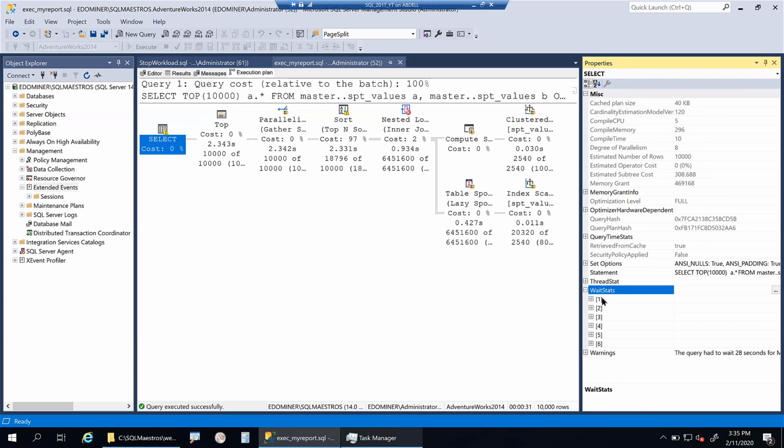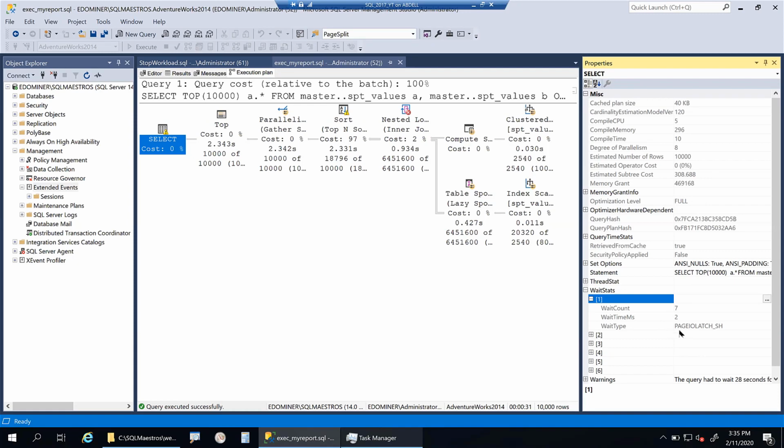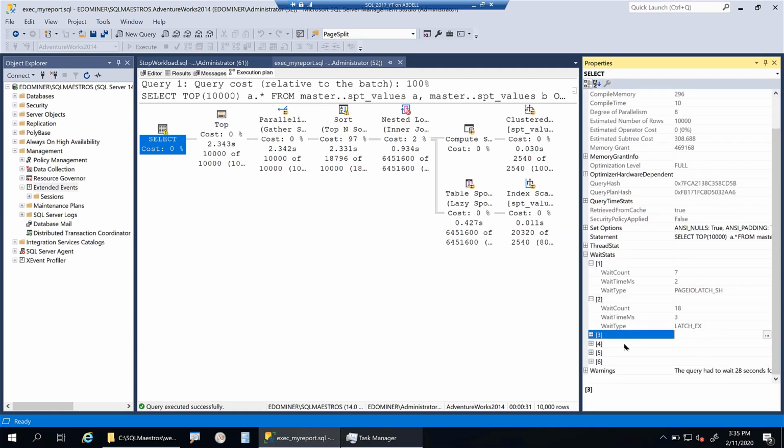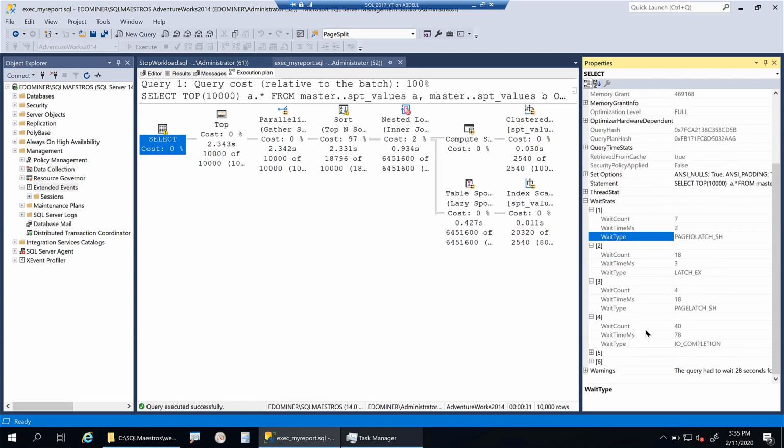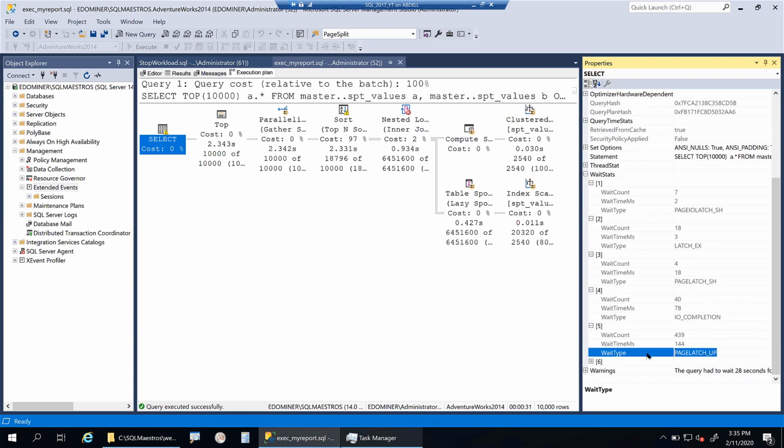So in these 31 seconds, it encountered PAGEIOLATCH_SH, then it has encountered LATCH_EX, then it has encountered PAGELATCH_SH, which is page latch shared. This is buffer latch. This is related to IO. So please don't confuse between page IO latch and page latch. These are two different types of wait types. Then there is another wait type, IO_COMPLETION. Then the fifth one, which is PAGELATCH_UP. So this stands for update. That stands for shared.